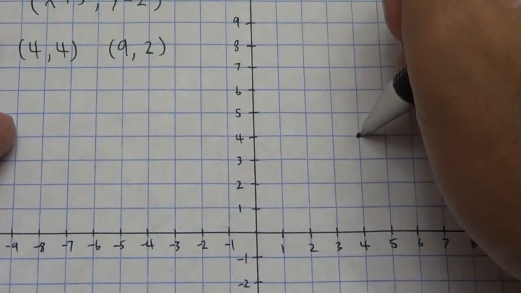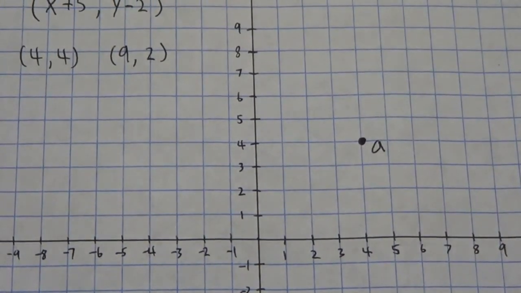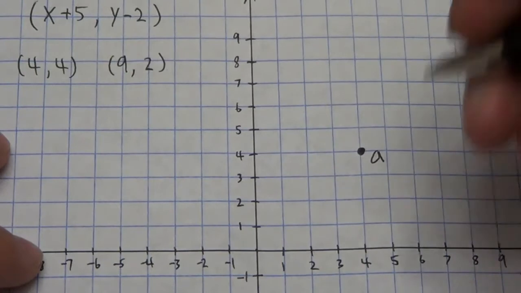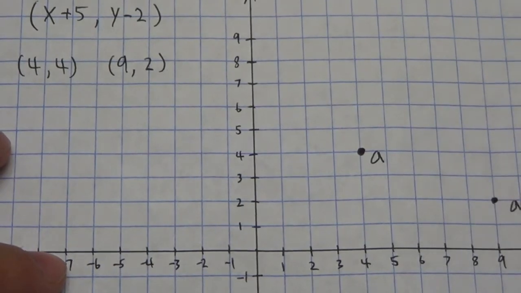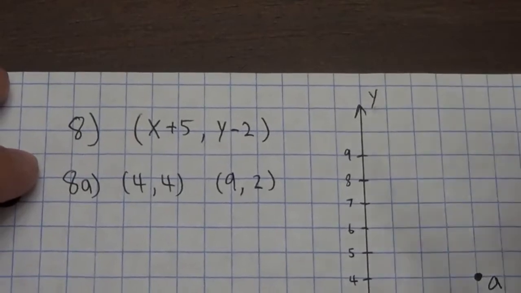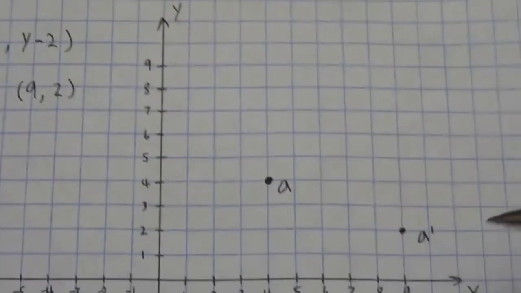4, 4 is right here, and let's label that as A, since that's question A. And if we were going to translate it, we can use what we just calculated, which is 9, 2. That is where our new point is, and we're going to call that A prime.